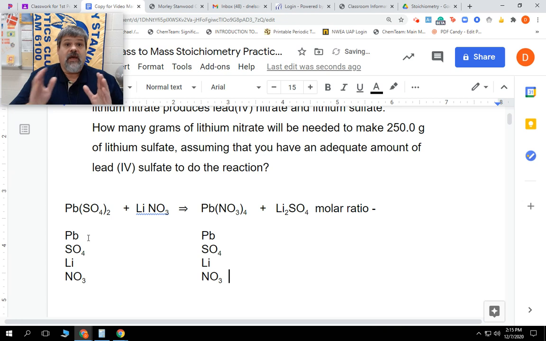Okay, so now we have to go ahead and balance it. So how many do we have on each side? And that's what we got to start off with. So I have one lead on this side. And I have one lead on this side.